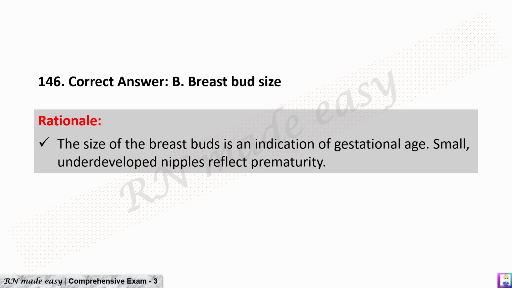The correct answer, B. Breast bud size. Rationale. The size of the breast buds is an indication of gestational age. Small, underdeveloped nipples reflect prematurity.